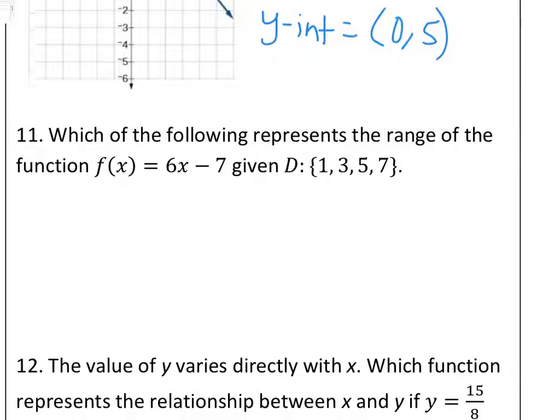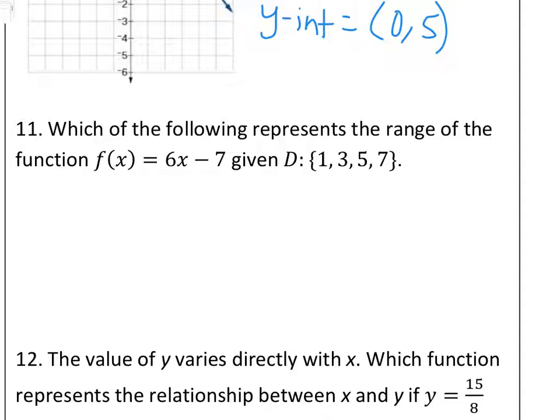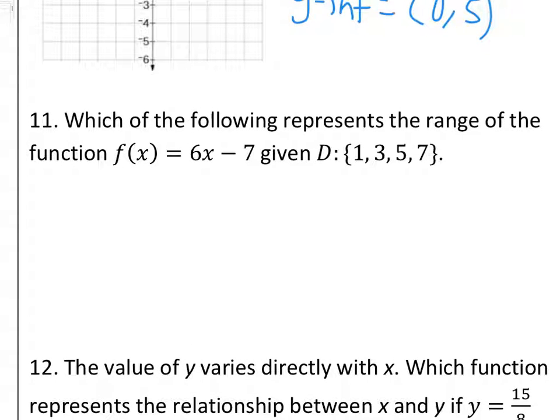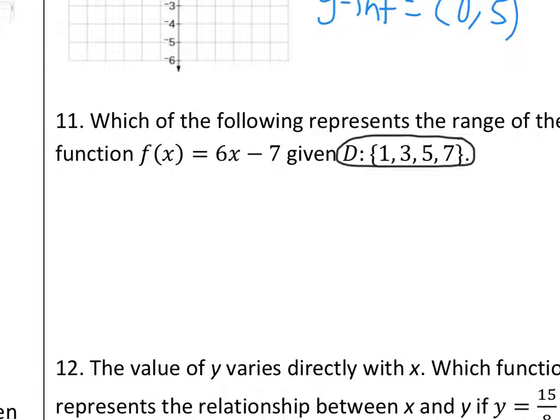All right, here we go. Which of the following represents the range of the function f of x equals 6x minus 7 given the domain? Okay, so all you're doing here is basically plugging in your domain values. If you remember from the previous, I believe it was the second page, I went over domain and range. Domain has to deal with the x values. So that means wherever you see an x in your function, you want to plug in these numbers for the x.